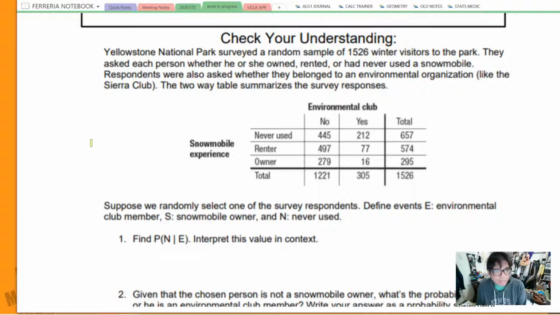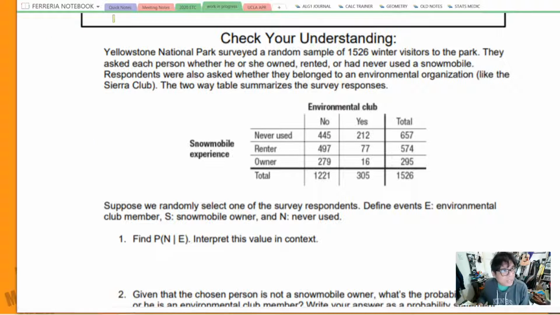Respondents were also asked whether they belong to an environmental organization such as the Sierra Club. The two-way table summarizes the survey responses. Suppose we randomly select one of the respondents. Let's say E is environmental club member, S is a snowmobile owner, and N is never used. Let's find the probability of N given E.